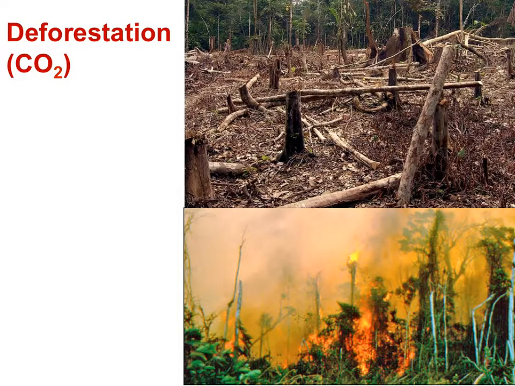Deforestation, removing trees that would otherwise take CO2 out of the atmosphere, would result in more CO2 in the atmosphere. And if land use patterns change, for example, we replace a forest to grow sugarcane and we burn the forest in the process, the atmosphere is likely to gain carbon dioxide.